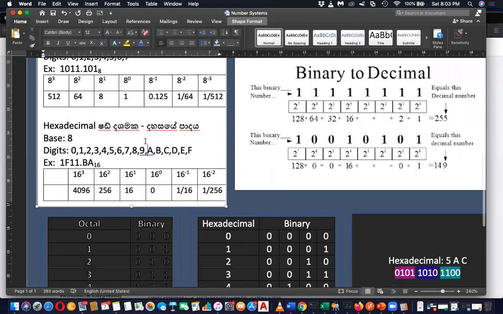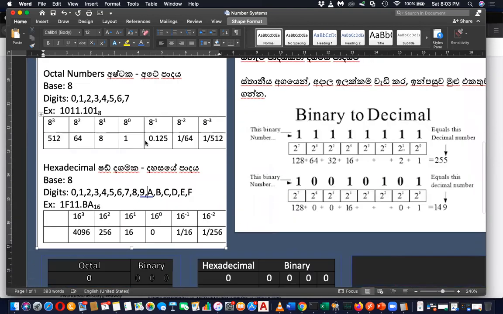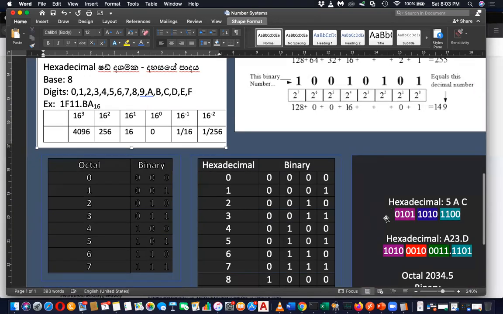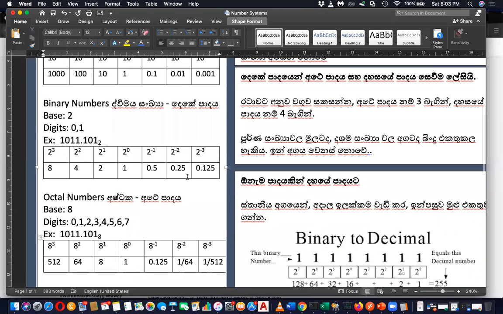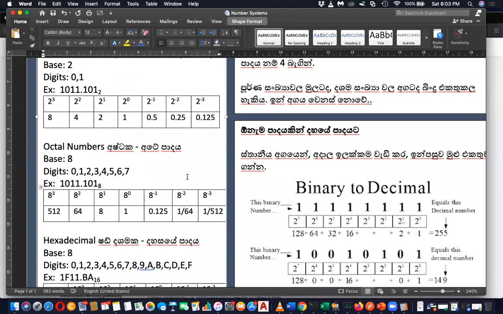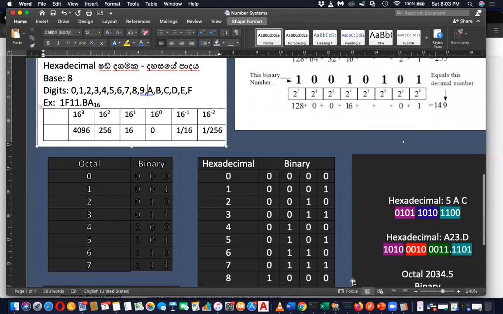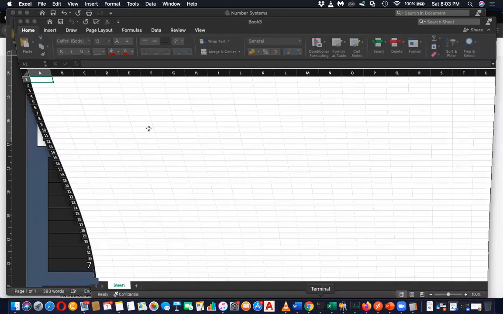Another 10 minutes to show the importance of the binary number system. This part I'll explain next day, how these things are used. But to show the importance of the binary number system, I'm going to use the next few minutes. Okay, so let me use Excel.